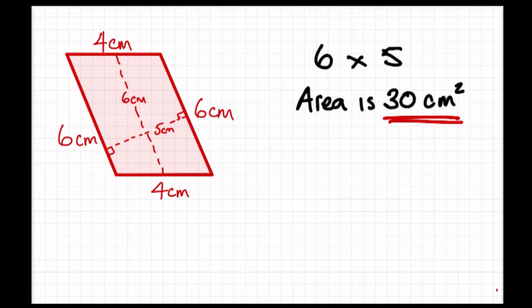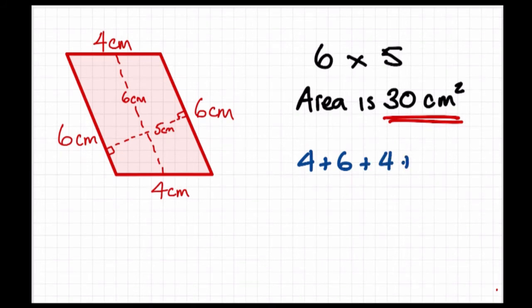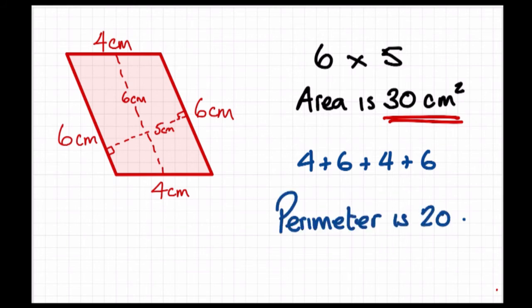So now I know all of the lengths of the sides. So what I have to do is add them all together. 4 plus 6 plus 4 plus 6. Add them together in pairs. 10 plus 10 is 20. So the perimeter is 20 centimeters.